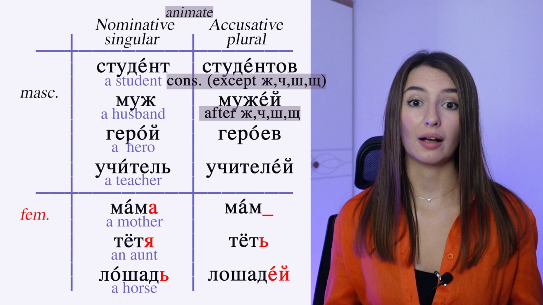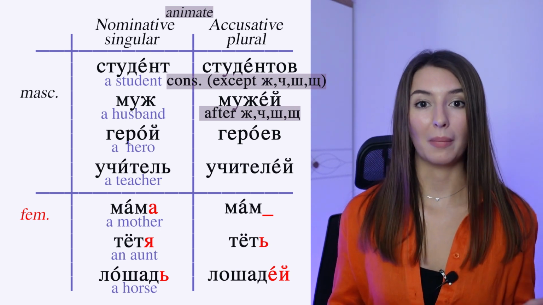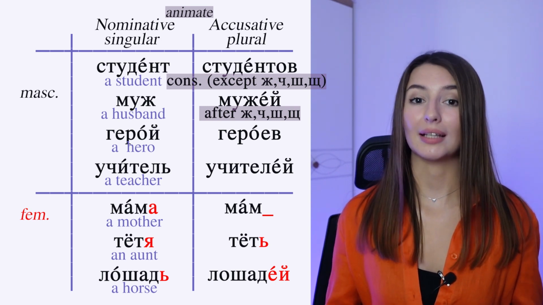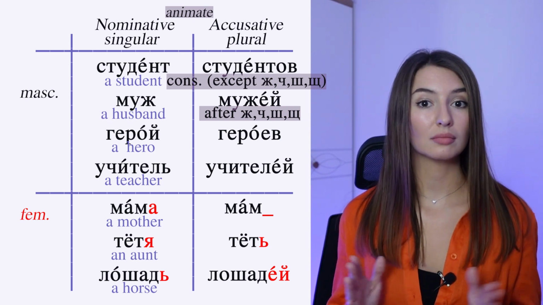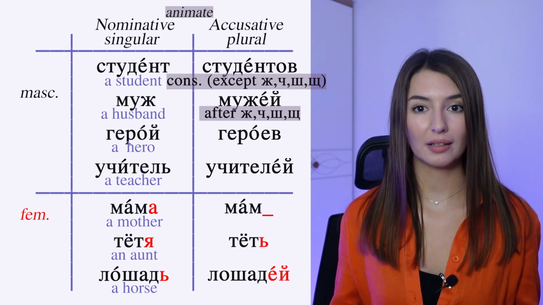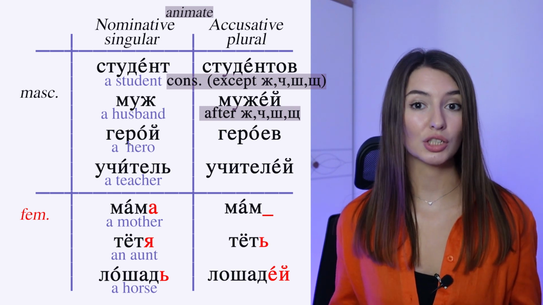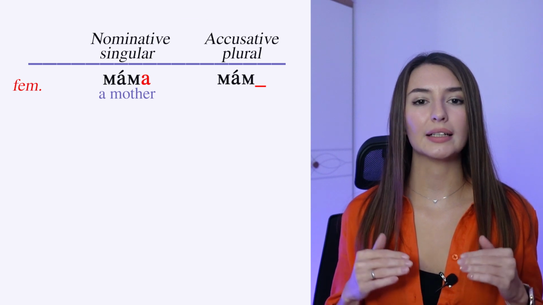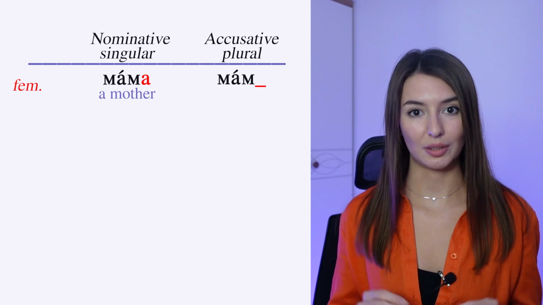Feminine animate accusative plural. If it ends with а, remove а, don't add anything. Мама, мам. If it ends with я, change it to the soft sign. Тетя, теть. And if it ends with a soft sign, change it to ей. Лошадь, лошадей.